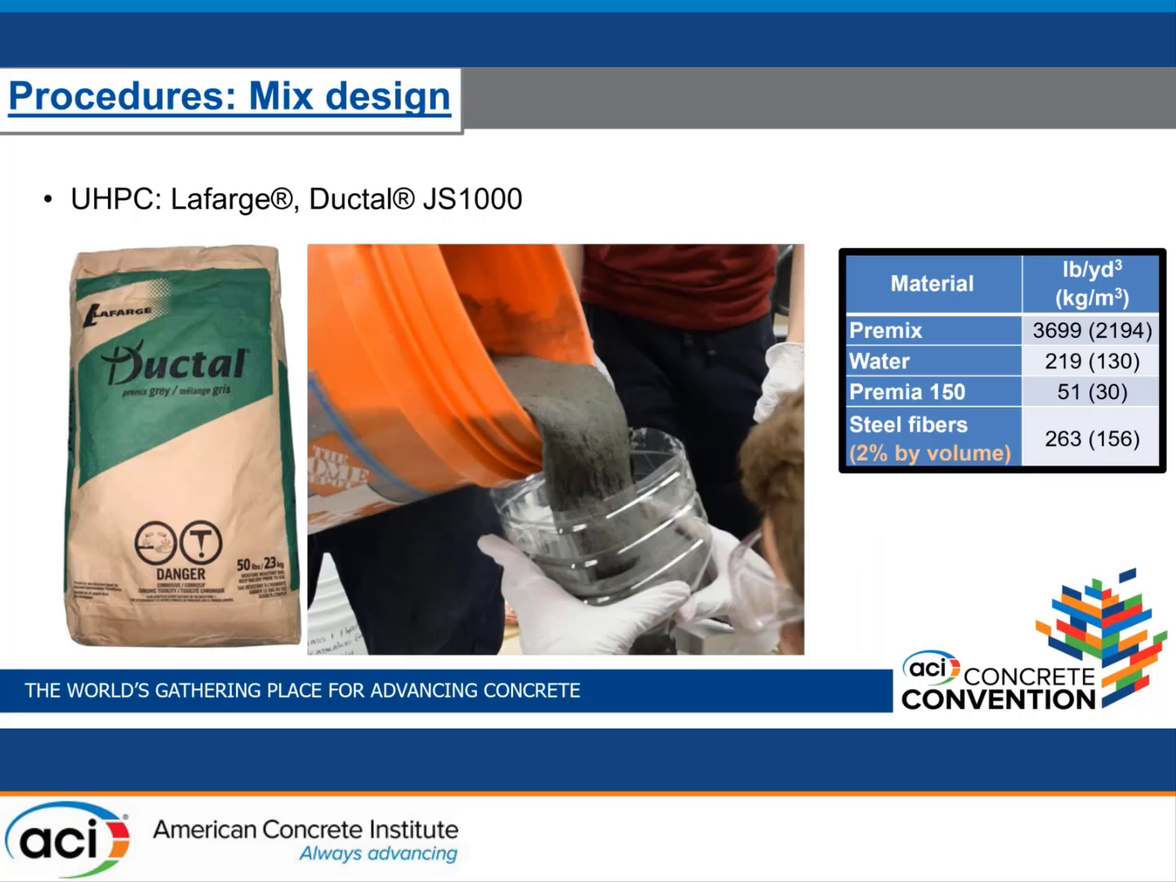Our UHPC used in this study was provided by Lafarge, and the name of the product is the Ductal JS1000. On the right of the screen, we can see our mix design, and we are using steel fibers that are 2% by volume. And at the center right here, we can see how this material flows.